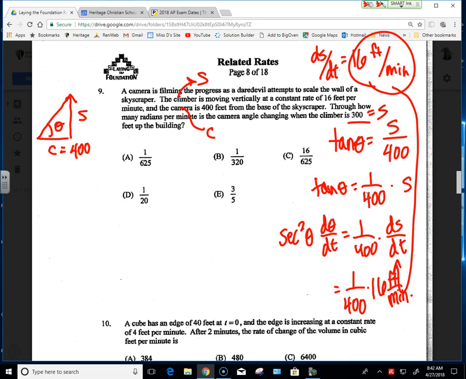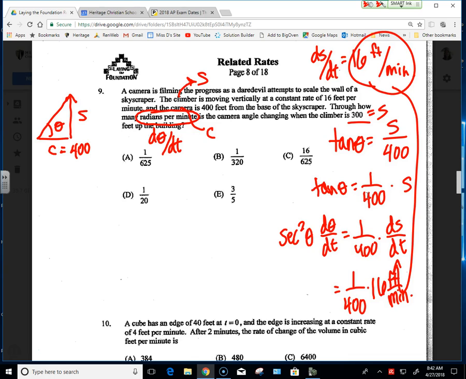No, I'm not trying to find the angle. I'm trying to find d theta dt, right? Well, who else am I missing? Theta. Pause. You're not missing theta. You're missing secant of theta. Yes, you're missing theta, but you're missing secant of theta too. Why am I saying that?